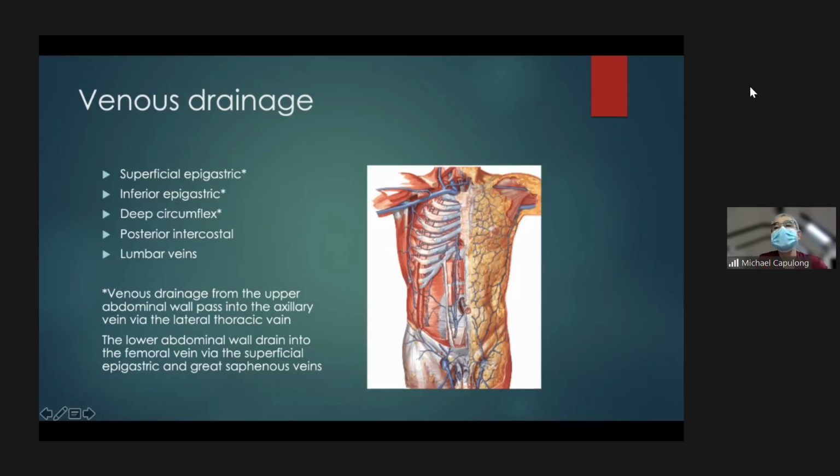Venous drainage. Okay. So we follow the same rule. For every artery, there would be a concomitant vein that will drain the area. Now, the unique part here is that if you are draining the upper abdominal wall, venous drainage will go through the axillary vein, and this is via your lateral thoracic vein. So the drainage will be going up. If you are dealing with the lower abdominal wall, drainage will be via the femoral vein, through your superficial epigastric and your great saphenous veins. So two-way, no? Upper abdominal wall, lower abdominal wall. Upper going into your axillary vein, lower into your femoral vein.